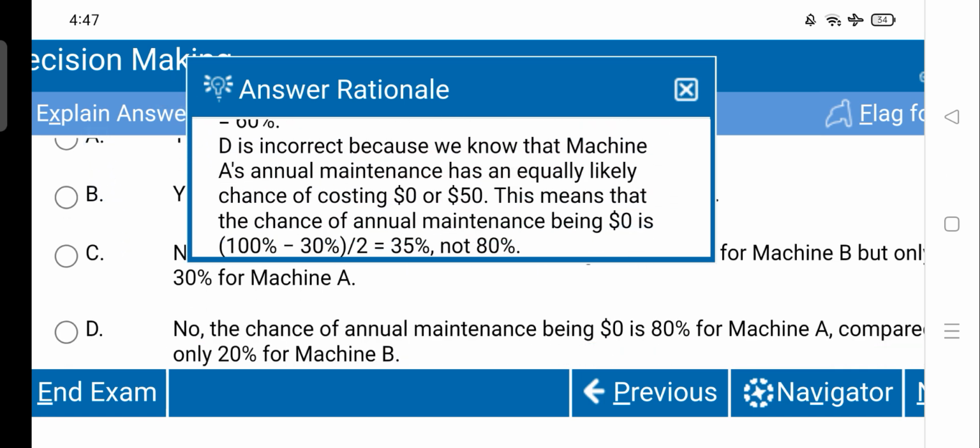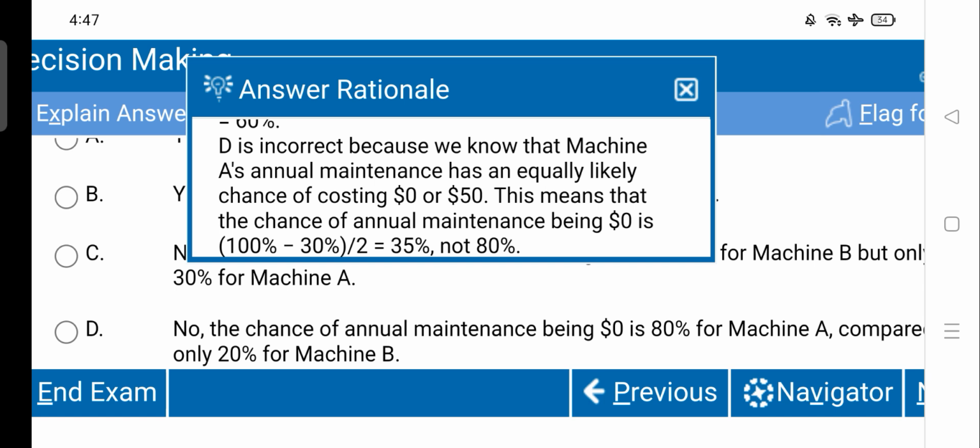D is incorrect because we know that machine A's annual maintenance has an equally likely chance of costing $0 or $50. This means that the chance of annual maintenance being $0 is 100 minus 30%, divided by 2, which equals 35%, not 80%.